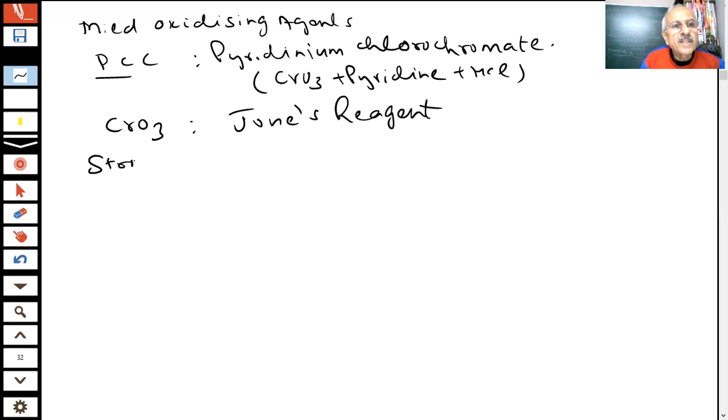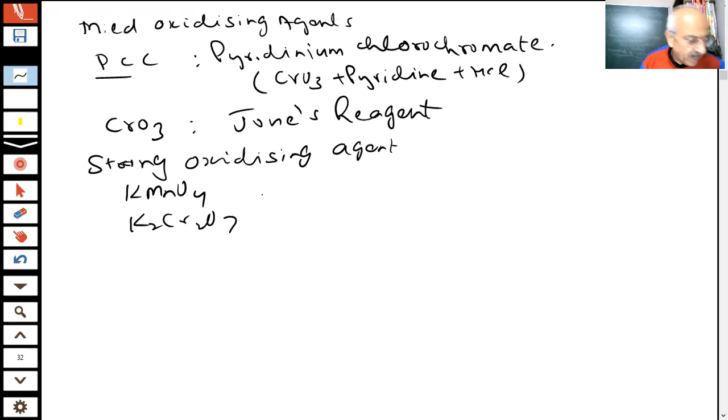Now, strong oxidizing agents are also there. For example, you are aware of potassium permanganate, potassium dichromate, students. They can be used as strong oxidizing agents. KMnO4, potassium permanganate, in the presence of acids, acts as a strong oxidizing agent in organic chemistry. There will be more which we will continue to discuss as we discuss more reactions, students.